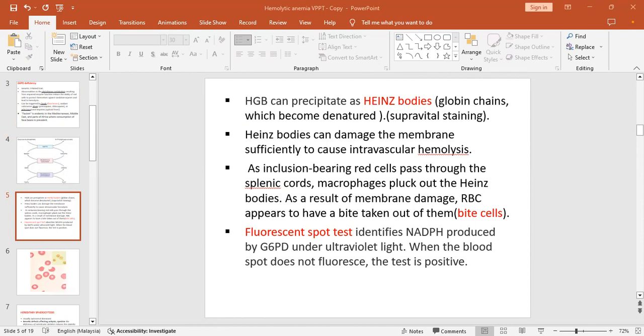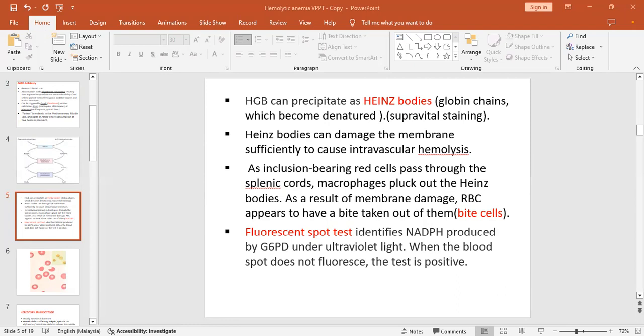Hemoglobin in G6PD deficiency precipitates as Heinz bodies. They are nothing but globin chains which become denatured. They can be identified by supravital staining. Heinz bodies can damage the membrane sufficiently to cause intravascular hemolysis. As these inclusion-bearing red cells pass through the splenic sinusoids, macrophages will pluck out the Heinz bodies. As a result of the membrane damage, RBCs will have a bite taken out of them. So there is formation of bite cells, which are classical of G6PD deficiency.